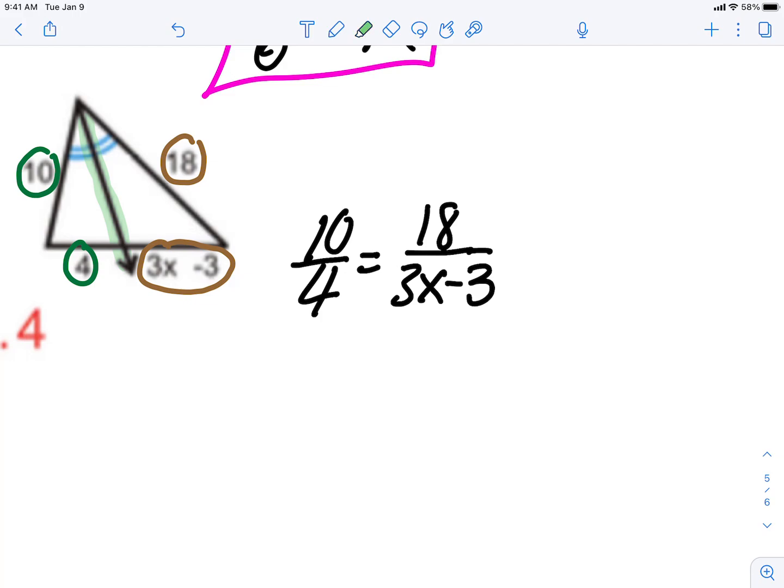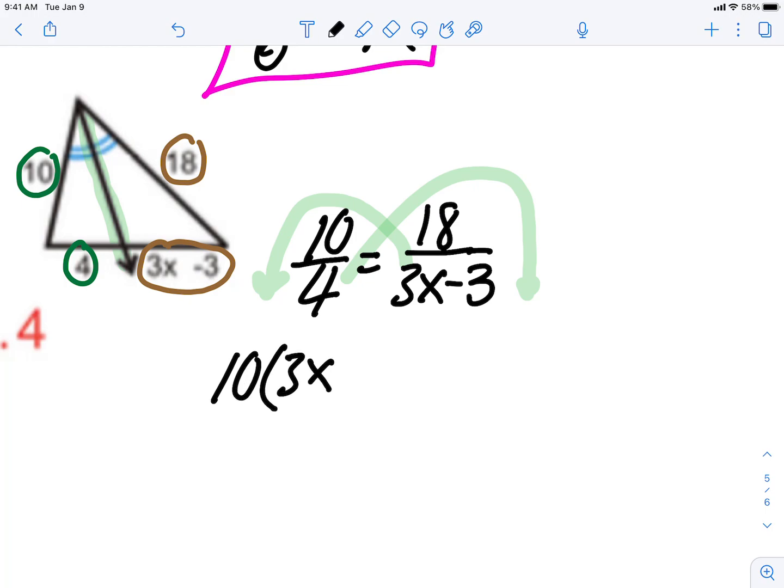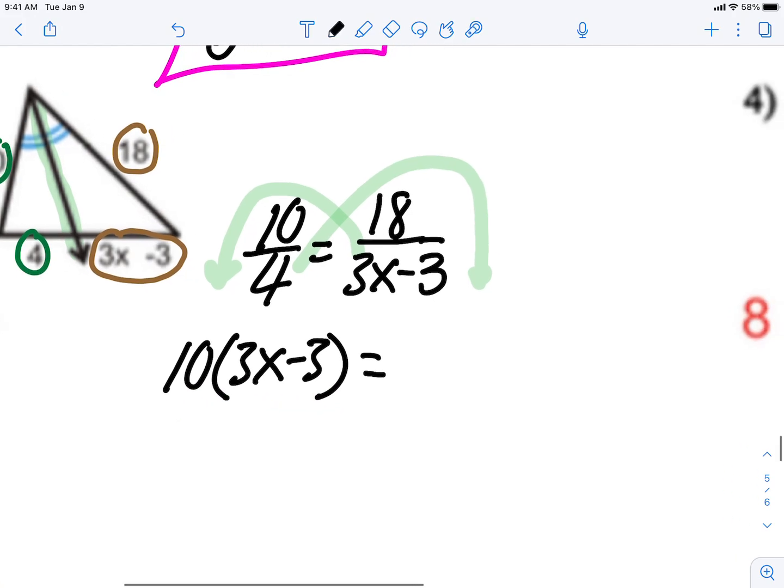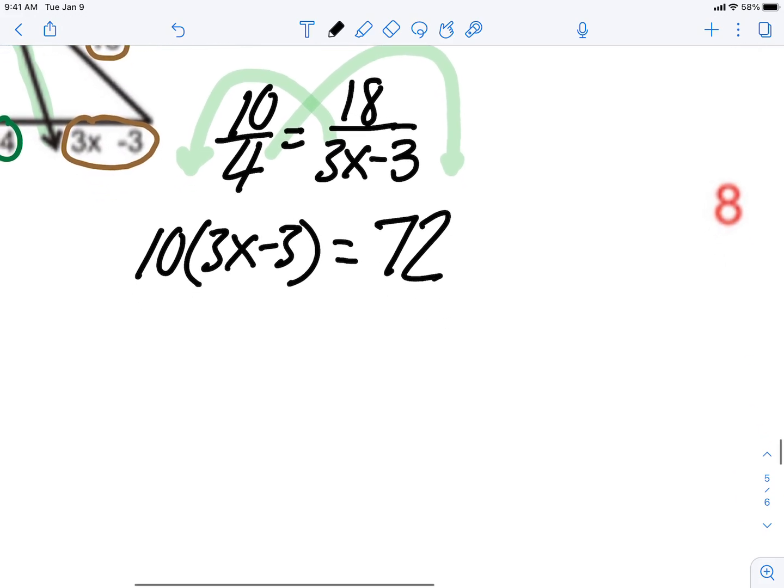So again, we butterfly multiply. 4 times 18, 3x times 10. So 3x times 10, well, I don't know what that is, so I'm just going to write it like this: 10 times 3x minus 3. See? It's 10 times this whole thing. So I got to use parentheses, right? Equals 4 times 18 is 72. Those are just two regular numbers, so I was able to multiply, right?